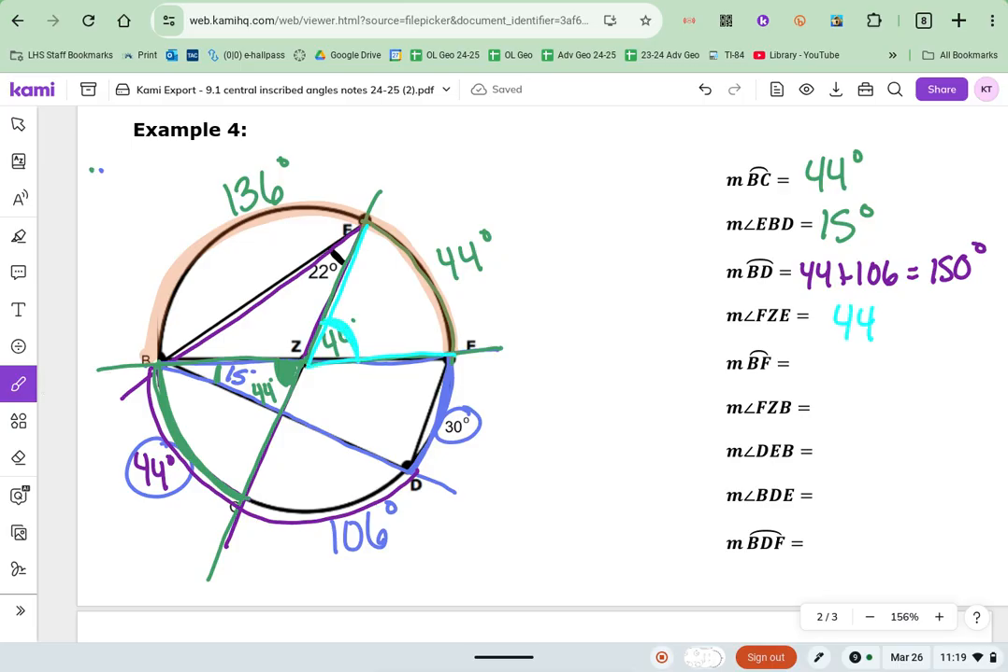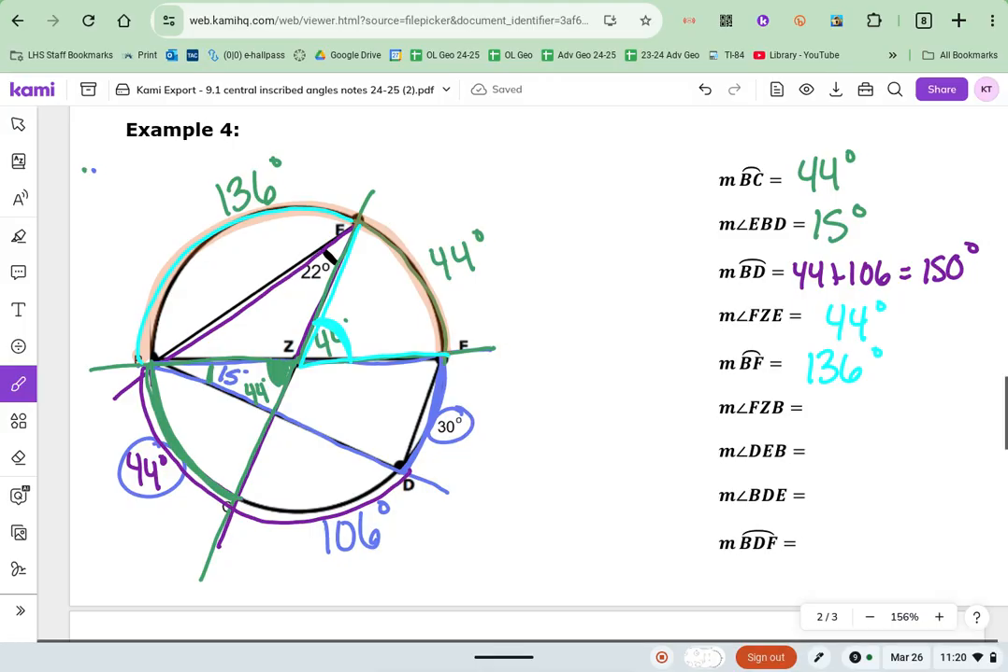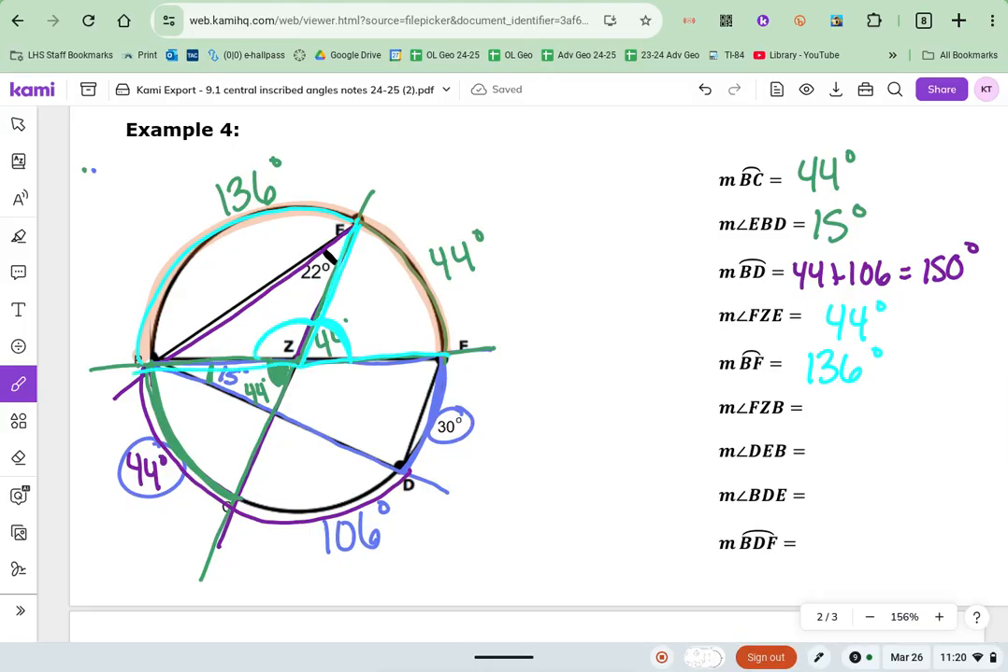Angle FZB, let's say I've colored so much on my picture I can't see where the B is anymore. FZB, okay, that's this angle right here. Ooh, which I haven't found yet. But if I reach out the arms of that angle, I can see that that central angle is intercepting an arc that's 136 degrees, which means that that angle has to be 136 degrees too, because central angles are the same as the arc.